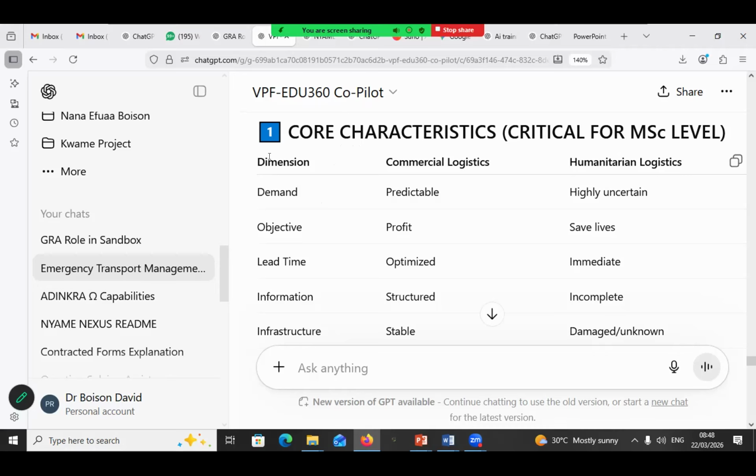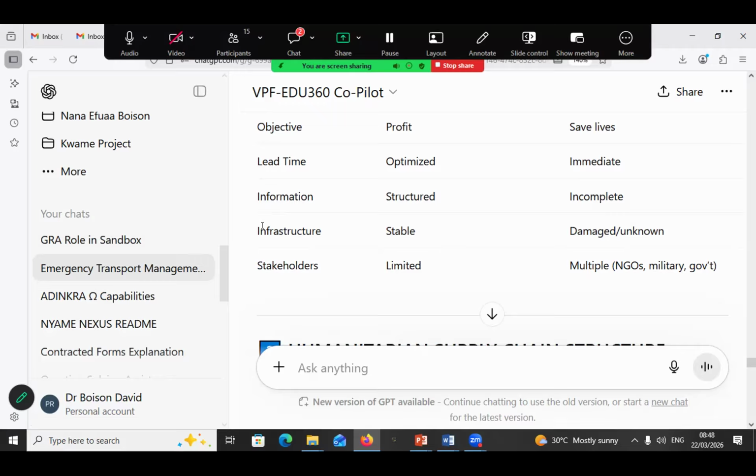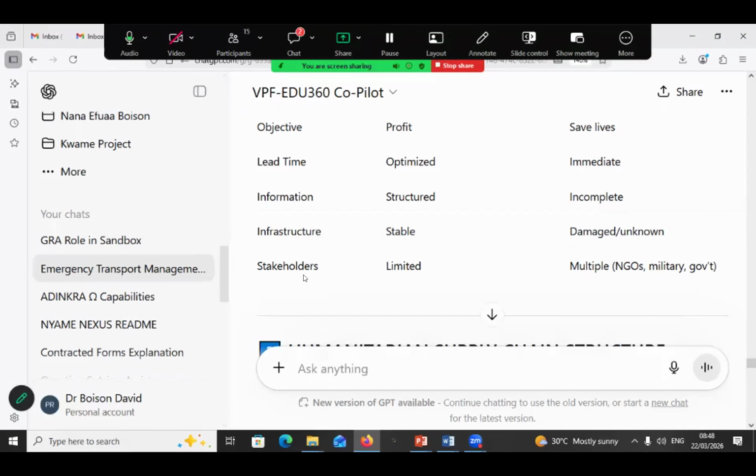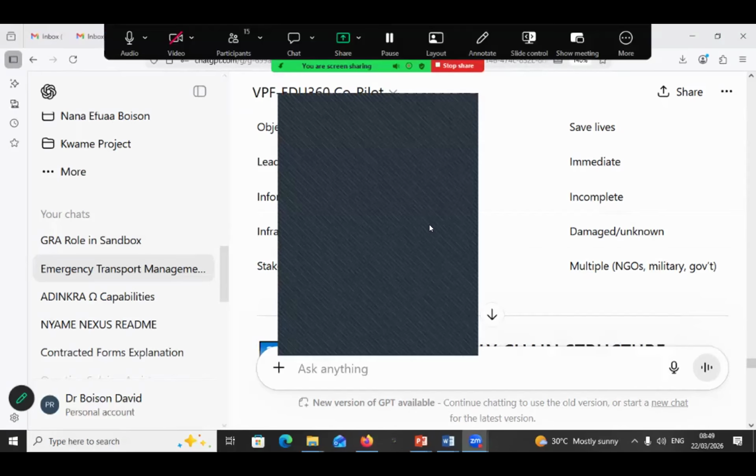And when you come to objective, commercial logistics is for profit. This one saves life. Humanitarian logistics, the lead time: commercial is optimized, this is immediate. Information: commercial is structured, this is incomplete. And then infrastructure: stable versus damage unknown. Stakeholders: limited in commercial, but in this one, multiple NGOs and all that form part of this process.